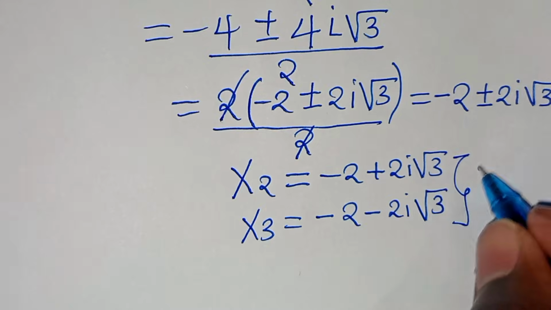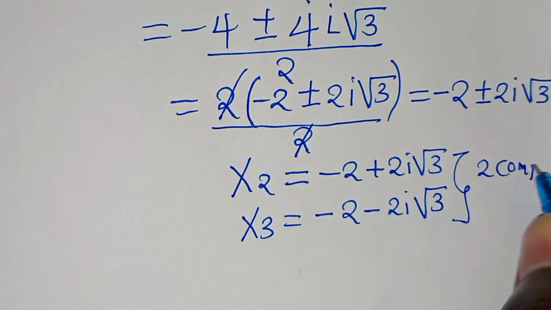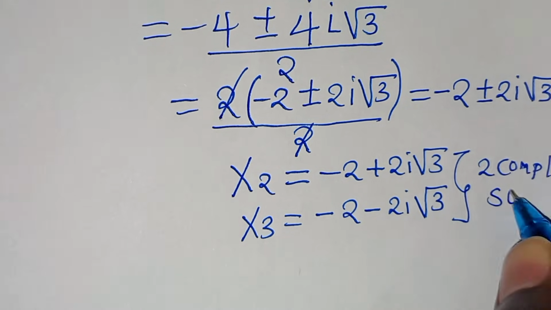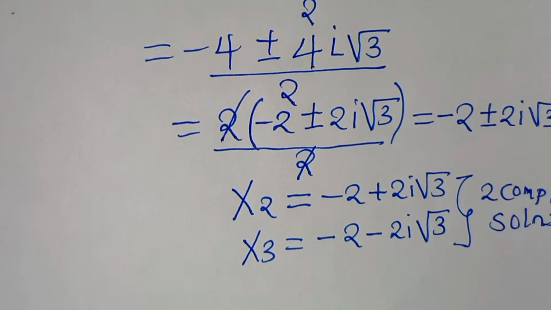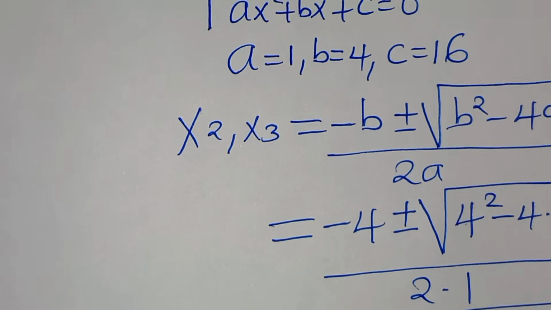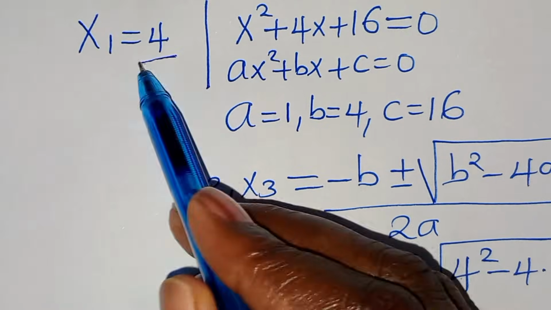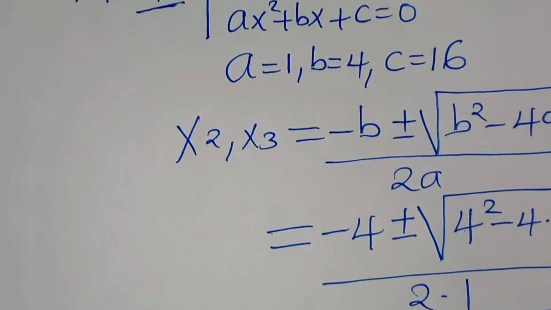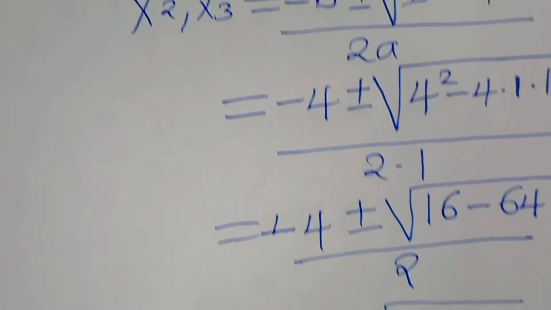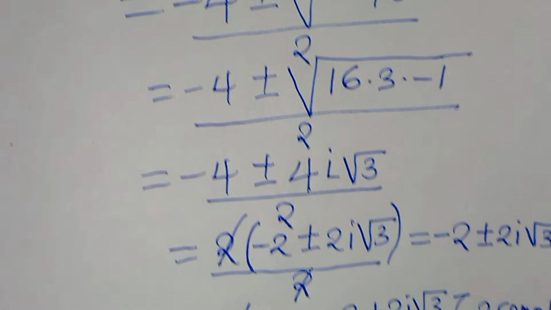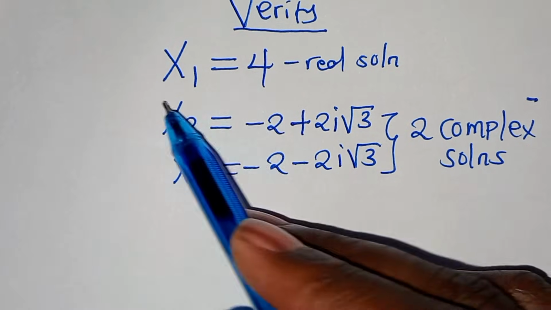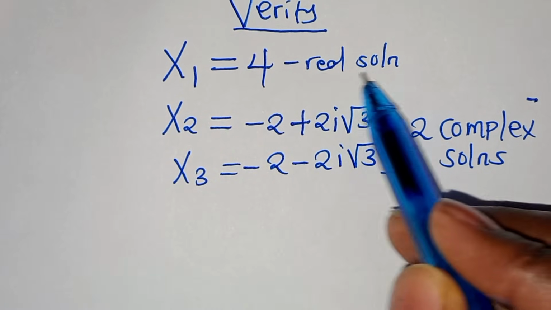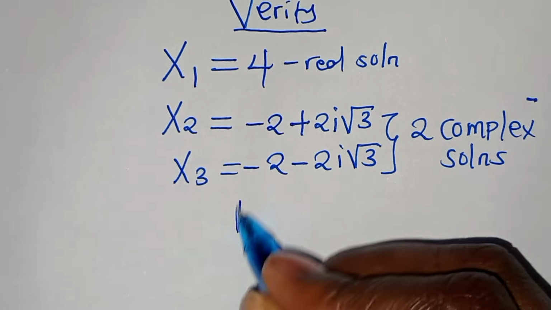Now, these are two complex solutions, and only one real solution here. We have only one real solution, which is x1, which is 4. So the next step is to verify. Let's verify from here. Now let's verify that x1, which is 4, satisfies the equation.